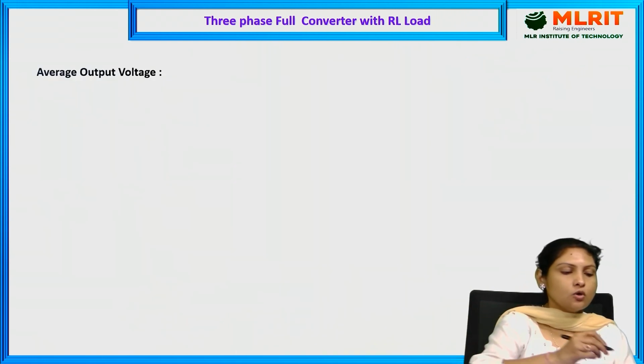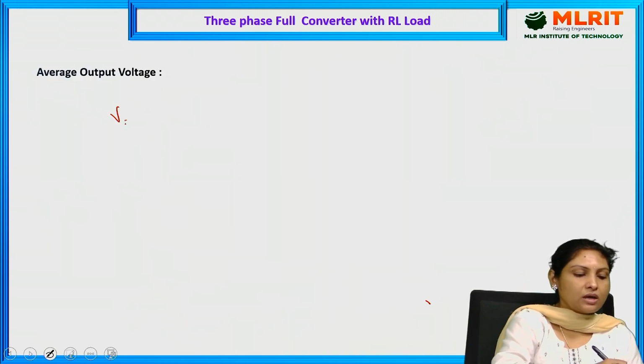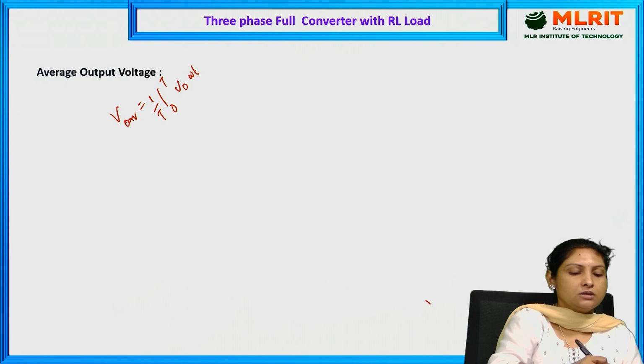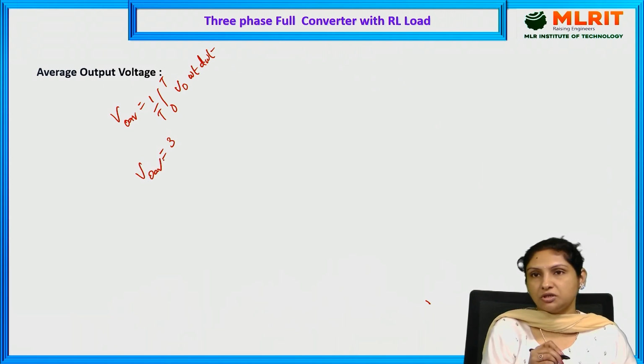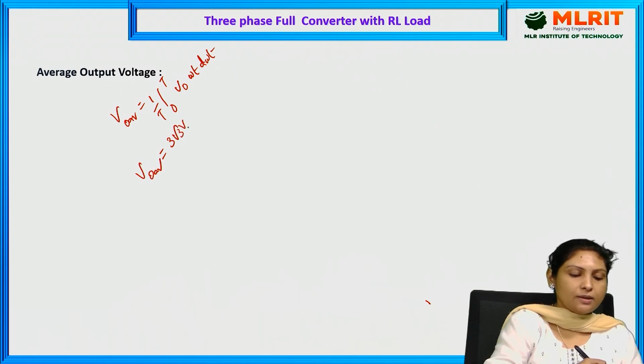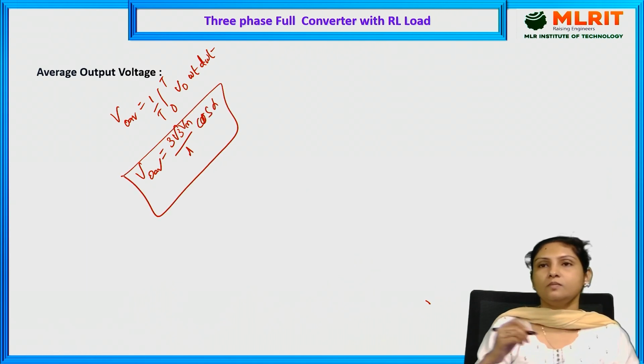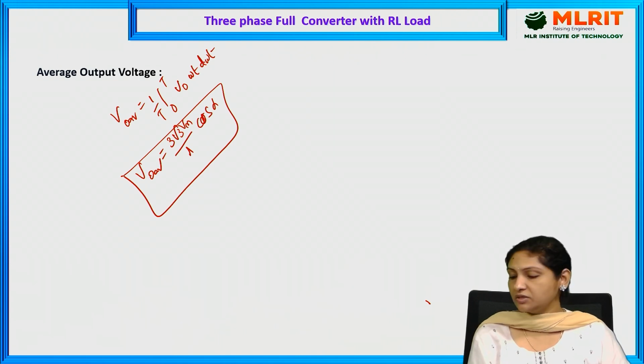And average output voltage expression is V naught average is equal to 1 by T, integral 0 to T, V naught of omega T, d omega T. I am writing the V naught average expression, that is 3 root 3 Vm by pi cos alpha. This is the V naught average expression for a three-phase full converter with RL load.